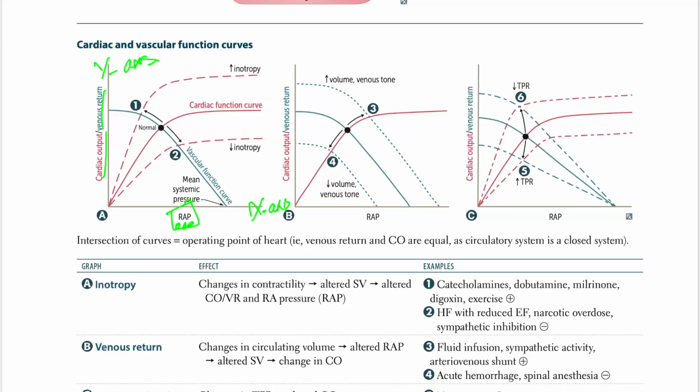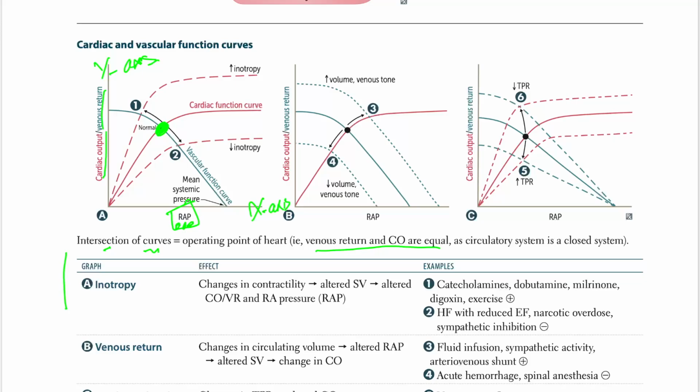Looking at this graph A, one more thing actually. The intersection of the curves, which is right here, equals the operating point of the heart, i.e. venous return and cardiac output are equal, as the circulatory system is a closed system. So at this point, there is nothing coming in or out; the flows are equal.